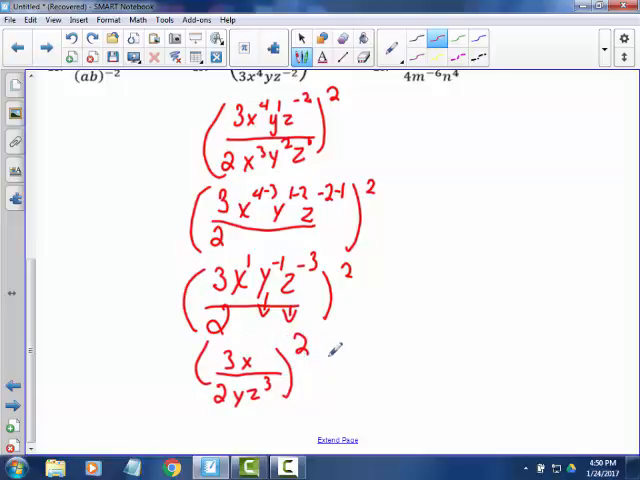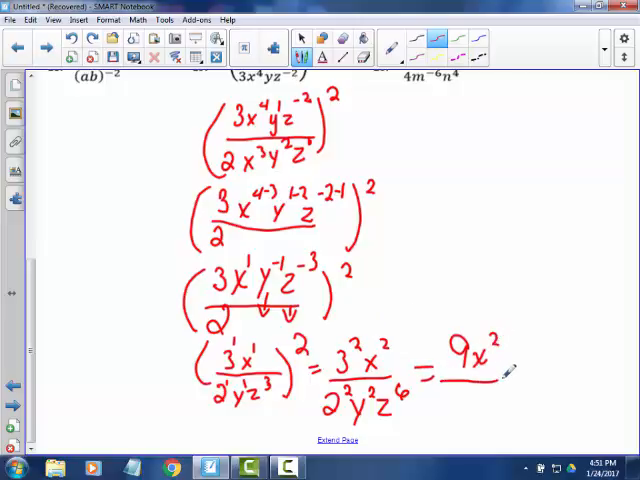Okay? So that means we're going to do 3 to the 2nd power, x to the 2nd power, 2 to the 2nd power, y to the 2nd power, and then z to the 6th power. Okay, because remember, I'm multiplying 2 times 1 times 1 times 1 times 1, and then times 3. Okay, so 3 to the 2nd power is 9, so I have 9x squared. 2 to the 2nd power is 4, so then 4y squared z6. And that is my final answer.